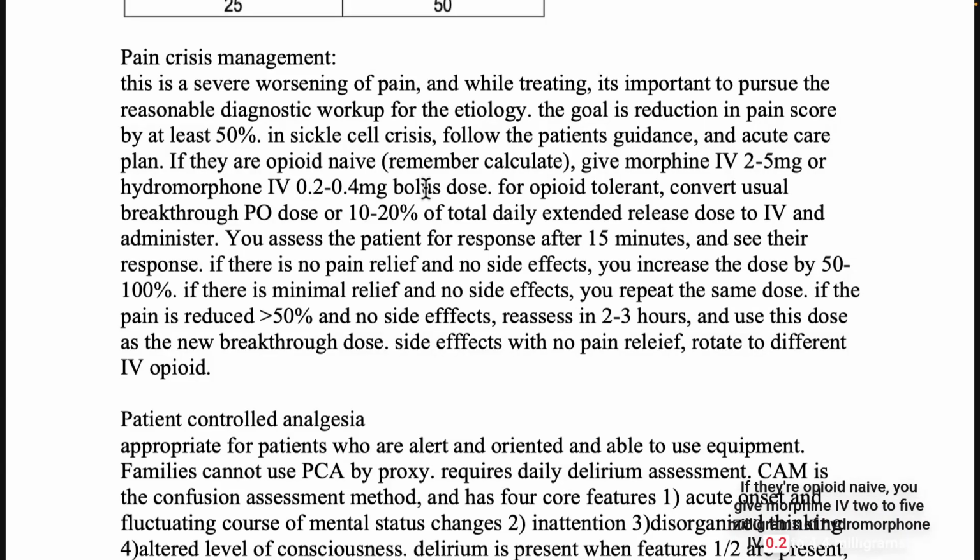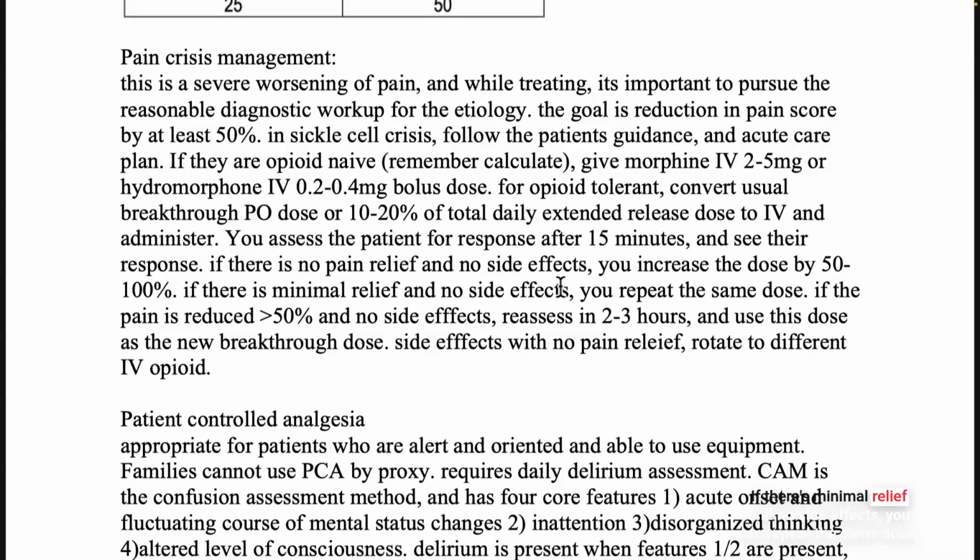Hydromorphone IV, 0.2 to 0.4 milligrams bolus. For opioid tolerant, convert the usual breakthrough dose, or 10 to 20% of the total daily extended release, to IV and administer. You can assess the patient for response after 15 minutes. If there's no pain relief and no side effects, you can increase the dose by 50 to 100%.